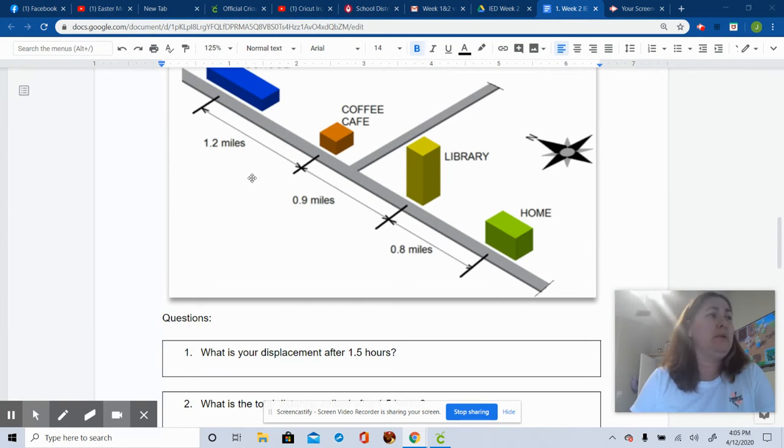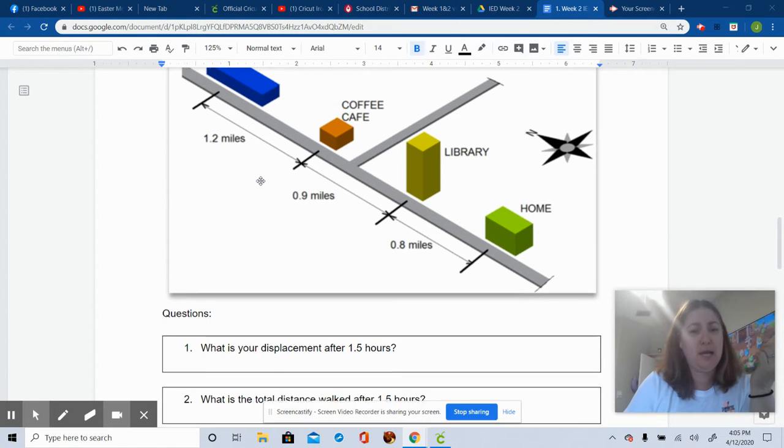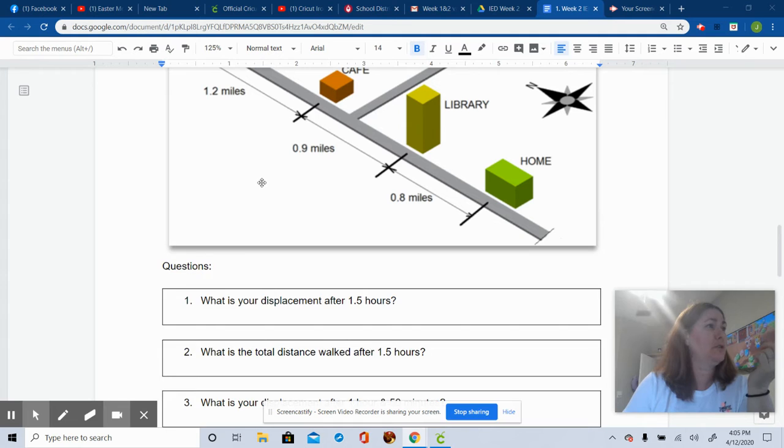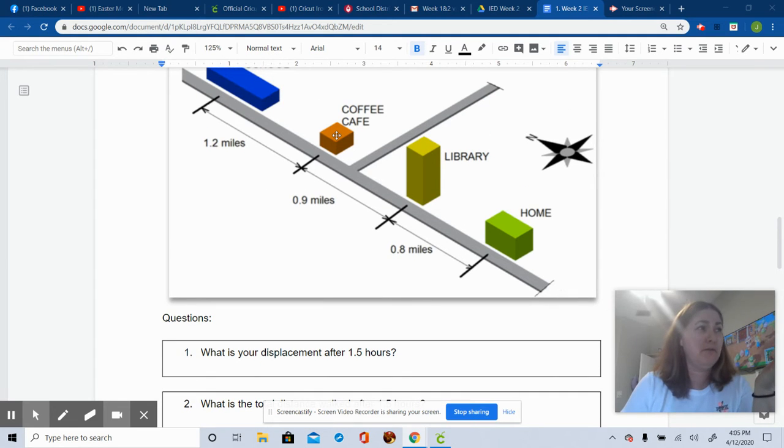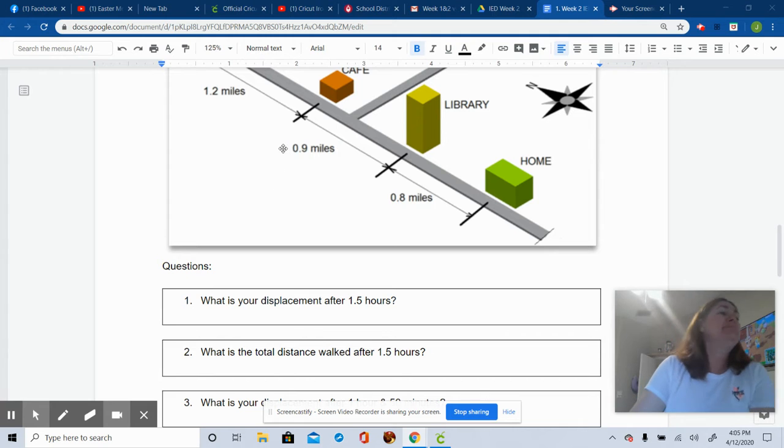So 1 hour, 30 minutes. I did 35 minutes to the library, 10 minutes in the library. That's 45. I did a 15-minute walk to the coffee shop. So I'm at an hour now, and it said 1.5. So the next 30 minutes are spent at the coffee shop. So I just want to add here, I did 1.2 miles, 0.9 miles, and then back 0.9 miles. So you have to add that all together, 1.2 plus 0.9 plus 0.9. And that's that. It's pretty easy.